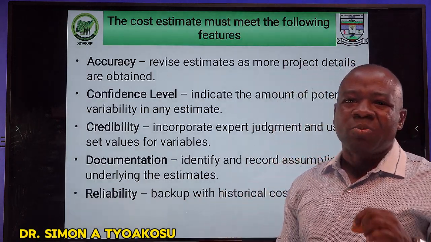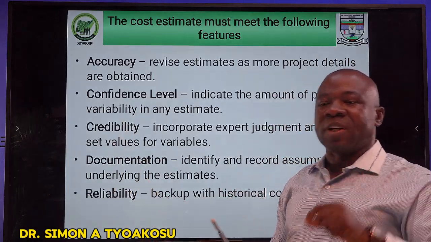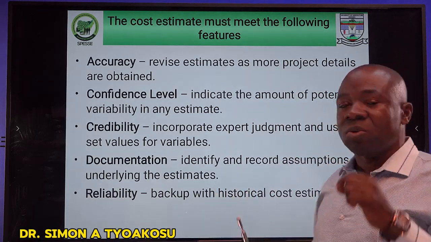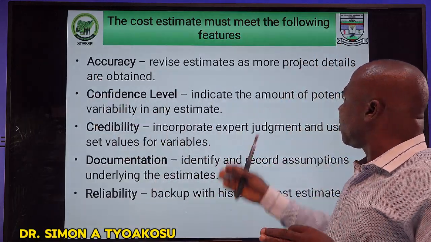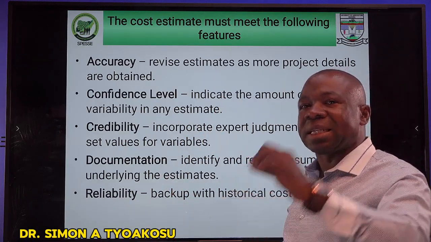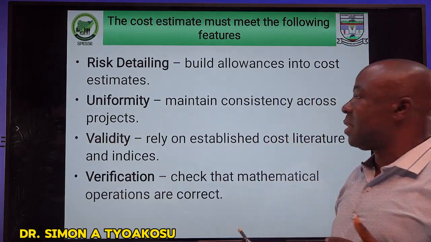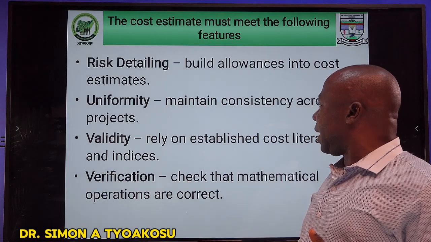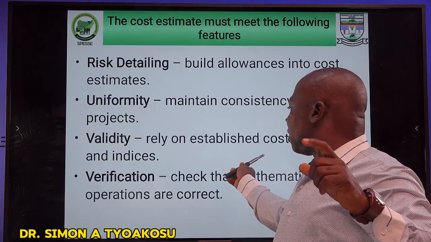Features that are expected to be met with respect to drawing out cost estimates that will serve the purpose of the organization should be that it should be accurate. There should be a confidence level that is given within a range. You don't just indicate that it's this value. You can give a range of values that are expected in trying to come up with cost estimates. It should be credible, well documented at each stage, as well as reliable. At any point in time, one can get this data and work with it. You should give the details of the risk that are there. It should be uniform, as well as valid, and verifiable at any point in time.